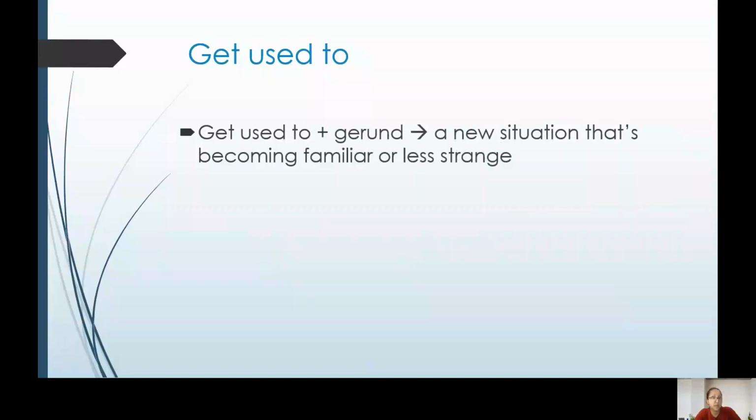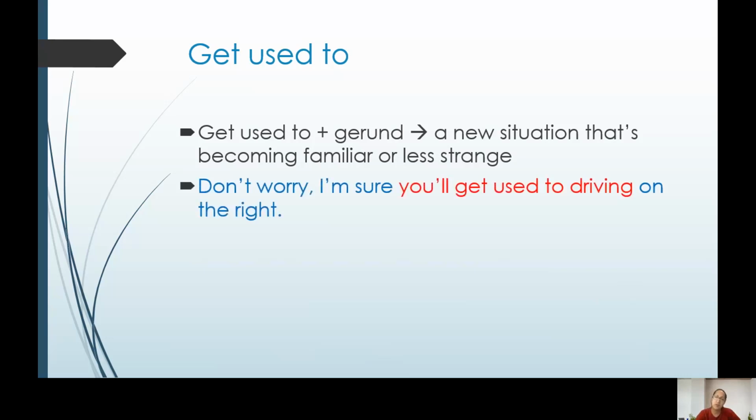Get used to is similar in that it is also followed by a gerund. It is also talking about a new situation, but this one is becoming familiar or less strange. It is not familiar yet. Be used to, the situation is already familiar. Get used to, we're talking about the process of becoming familiar. For example, don't worry, I'm sure you'll get used to driving on the right. You'll go through the process, you'll get there in the end.